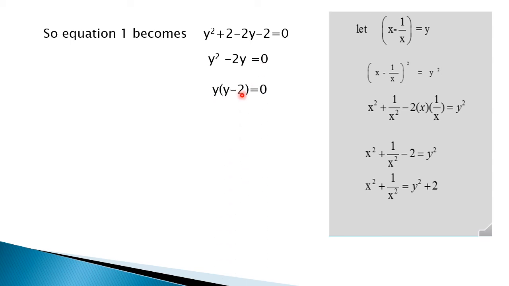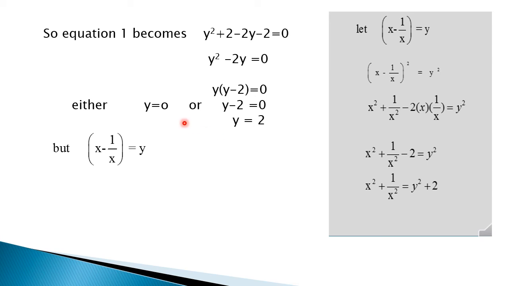Then we will take the common y and our equation becomes y into y minus 2 equals 0. Now as you know that the product of these two terms is equal to 0, so either we write that y is equal to 0 or y minus 2 equals 0. From here, y equals 0 is one value of y and the other value is y equals 2. Now but we said in our substitution that x minus 1 over x is equal to y. So students, here we have to put x minus 1 over x equals 0 or x minus 1 over x is equal to 2.